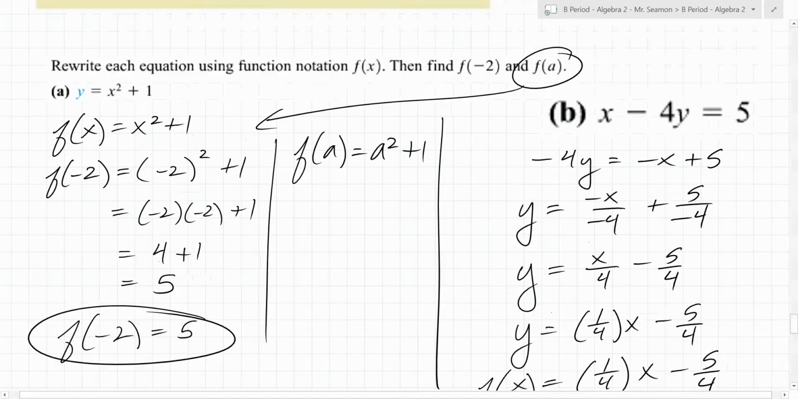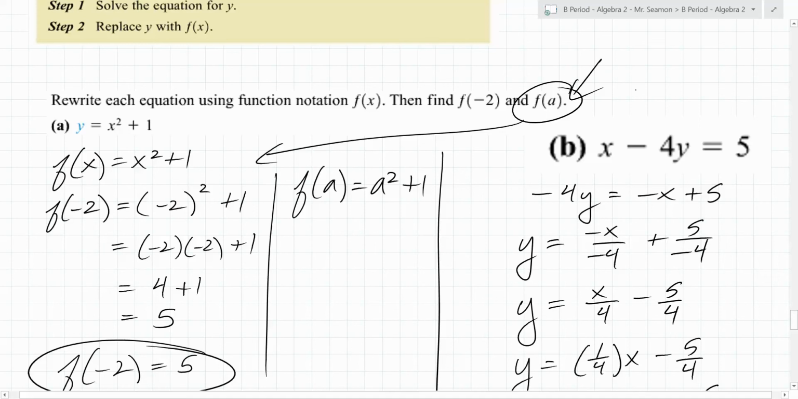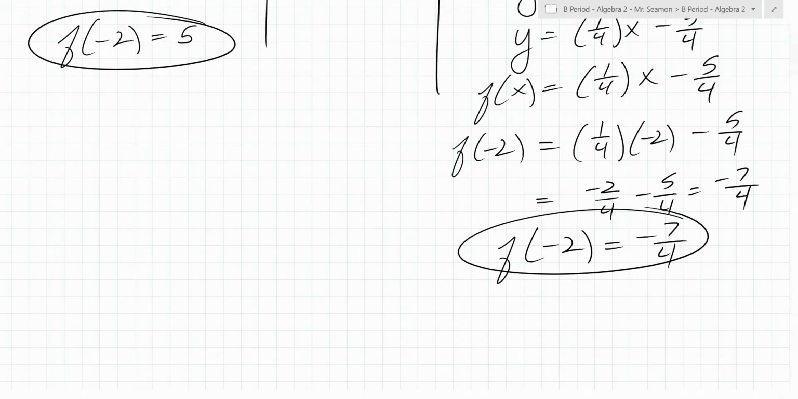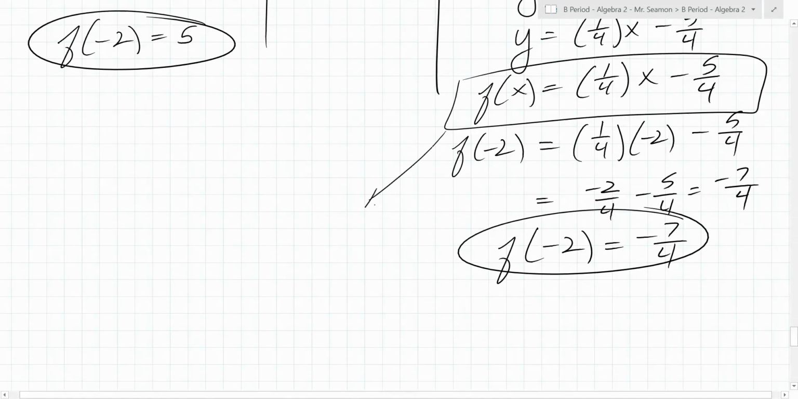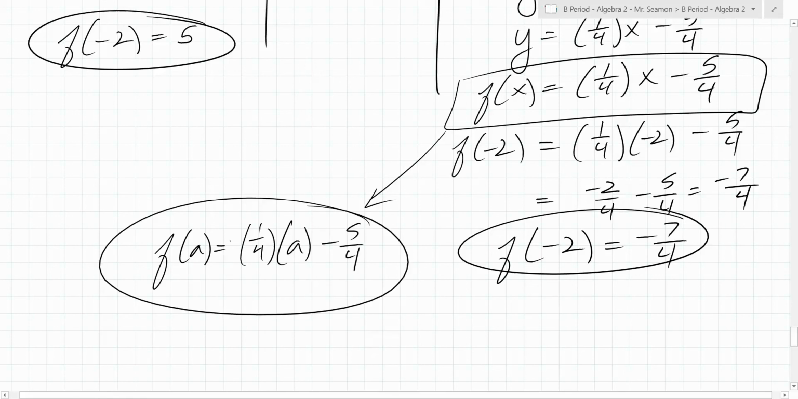Last, it asks us to do f of a. So if we have f of x is equal to this, f of a is going to just be what you get when you plug a in for x. So 1/4 a minus 5 over 4. And you're done with that problem.